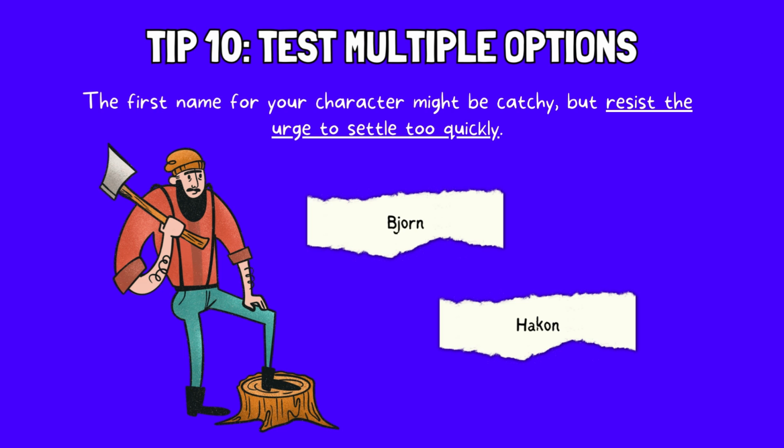Write a scene or two with each name option, testing how it flows and feels within the narrative. Ultimately, the right name will feel like it clicks, perfectly capturing the essence of your character and leaving a lasting impression on your reader.